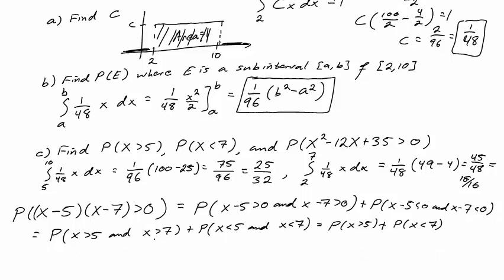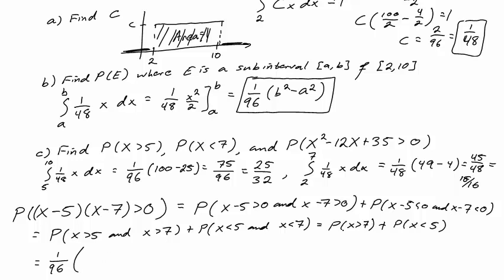So the probability that x is greater than 5 and x is greater than 7 is going to be the probability that x is just greater than 7. So in order for both of those to happen, they'll happen when x is greater than 7, and in the other one I should have x less than 5. And then we can compute this using our formula from part B. We'll get 1 over 96, and that's going to be in both of these terms.